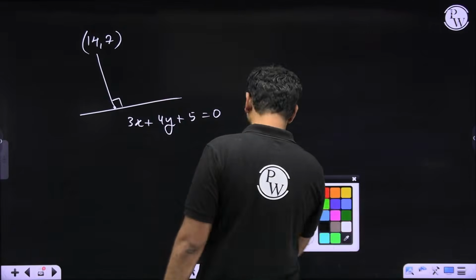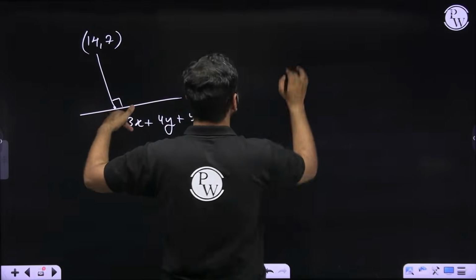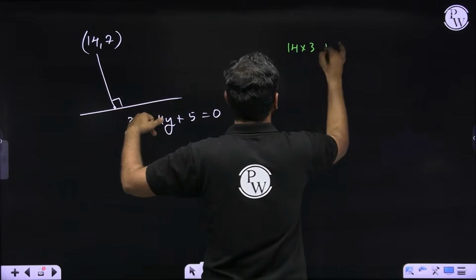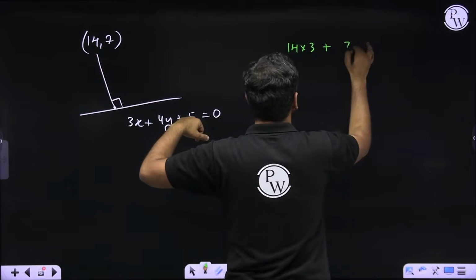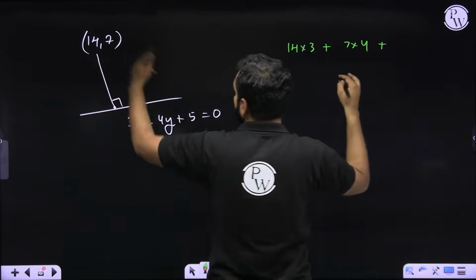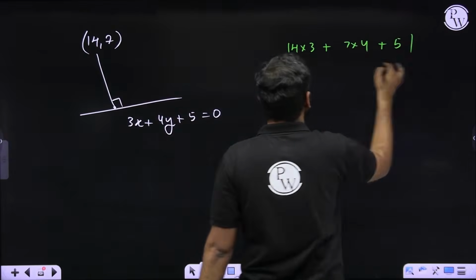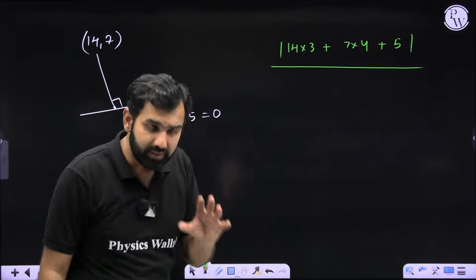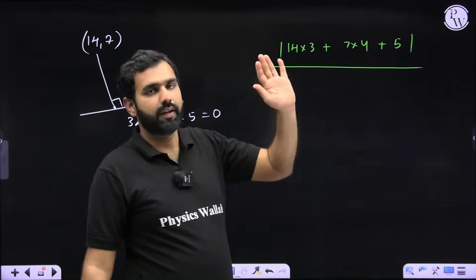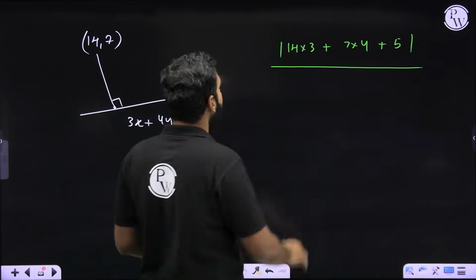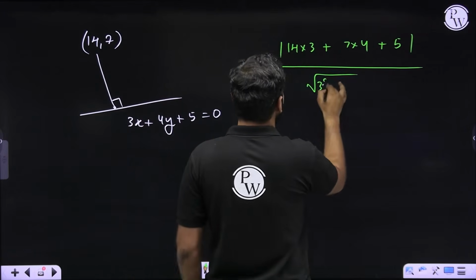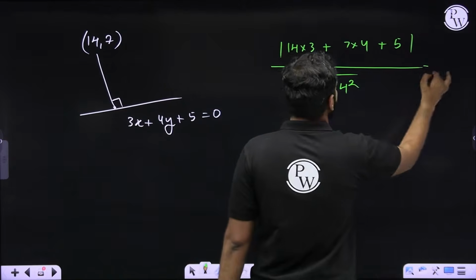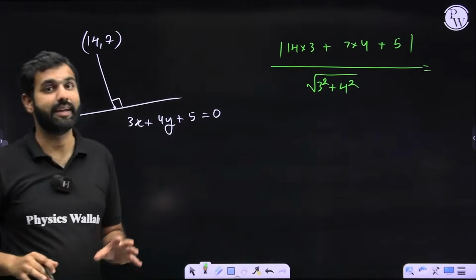We use the distance formula between a line and a point, the power of that point with respect to this line. So 14 into 3 plus 7 into 4 plus 5. I need to take a mod of it, but it is going to be positive anyway, so I need not put it. But for the sake of keeping the formula clear, I'll put a mod over here, divided by under root of 3 square plus 4 square. I need not tell you what that is. You simplify this result and you will get the answer.